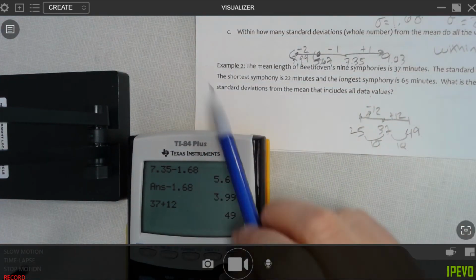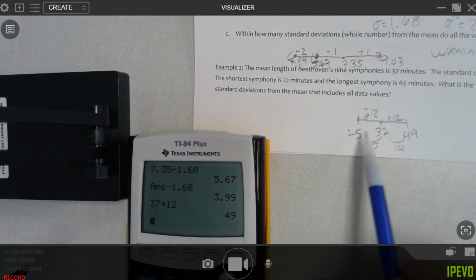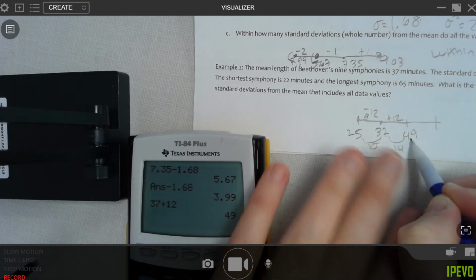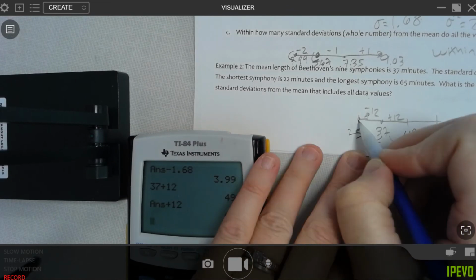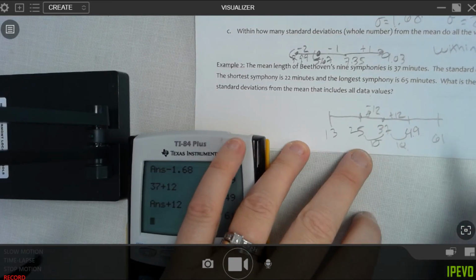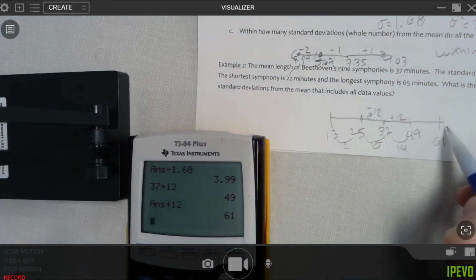And so it says that the shortest symphony is 22 minutes and longest is 65. So we have not yet included the 22 and 65, so let's add it again. So I'm going to add 12 to the 49, so you can just hit 12 plus 49. So that's 61. Now if you subtract 12, you're going to get 13. So we're good on the bottom part. So this is 2. So we've met the 22 mark, but I have not yet got to the 65.